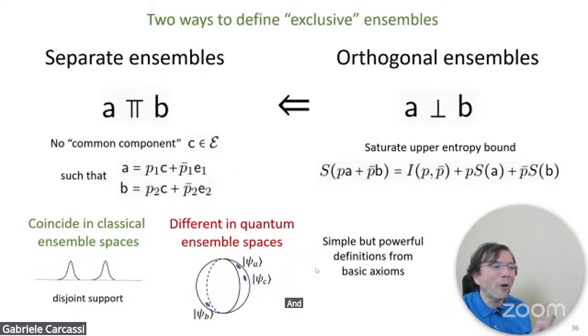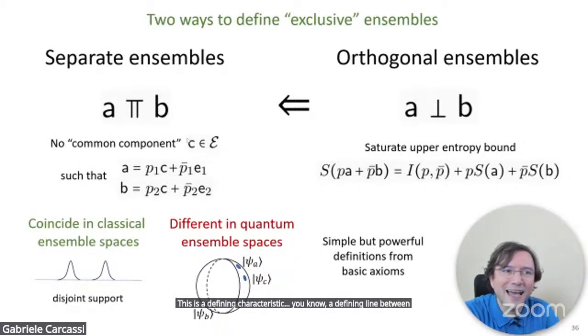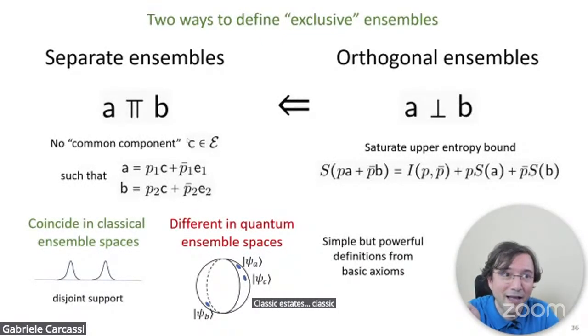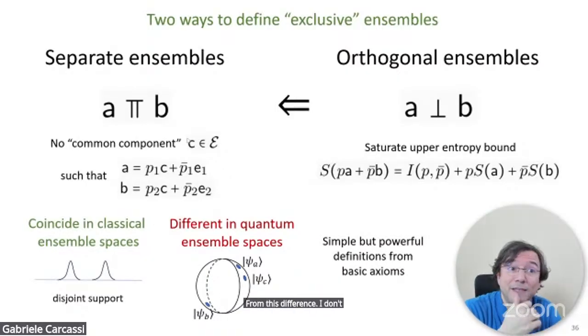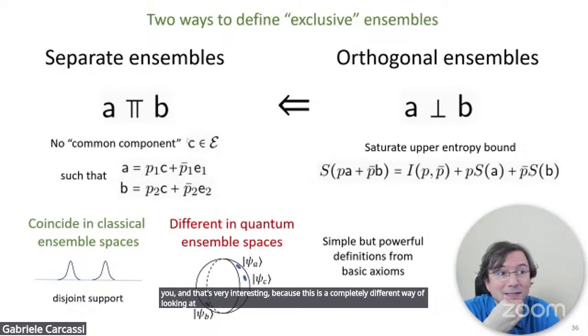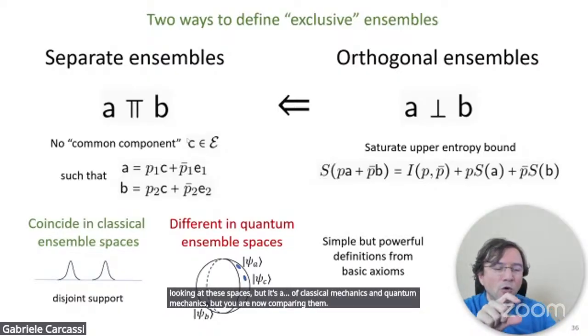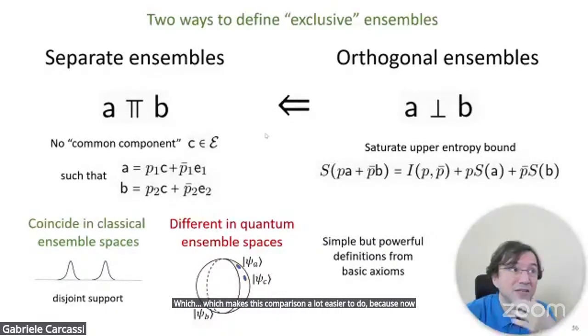And the point should be that since this is a defining characteristic, a defining line between classical ensemble space and everything else, it should be possible to derive all other quantum-like features from this difference. I don't know how to do it, but that's what the math tells you. And that's very interesting because this is a completely different way of looking at classical mechanics and quantum mechanics, but you are now comparing them through a set of axioms that are the same for both of them, which makes this comparison a lot easier because now you're talking about things that are similar to each other.